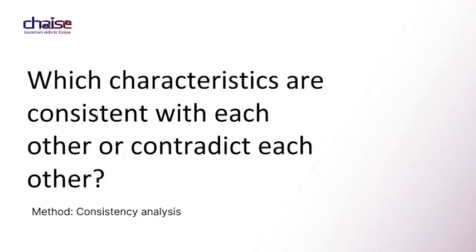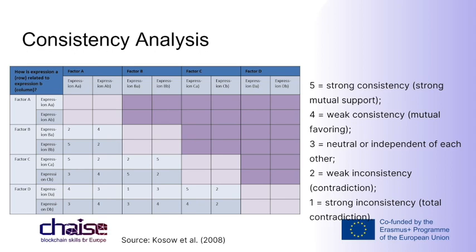When we derive a scenario, we need to know which factors make sense together and which are contradictory. Here, the question is asked: which characteristics are consistent with each other or contradict each other? A method that gives us information within scenario planning is consistency analysis. As before, we also set up a matrix for the consistency analysis. Each factor is given two different characteristics. All factor characteristics are compared with all other factor characteristics.